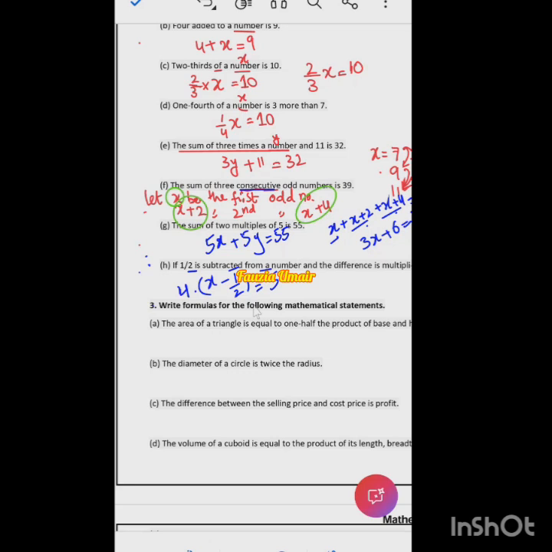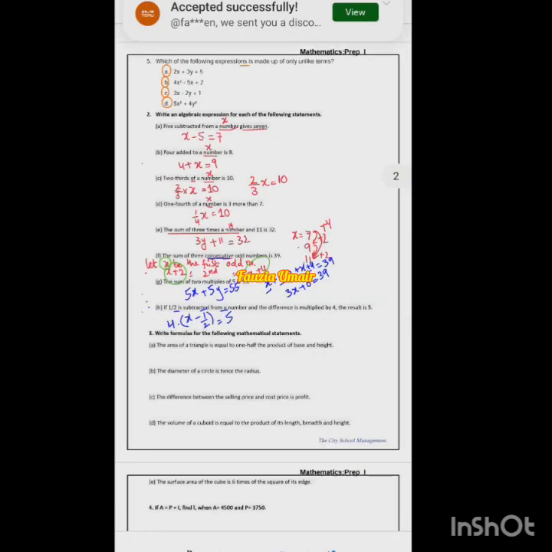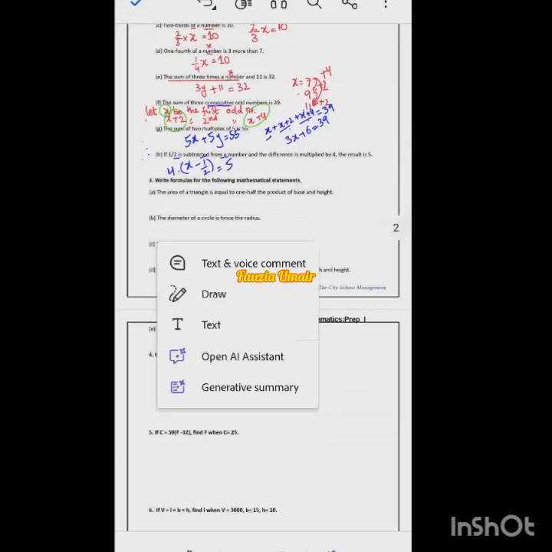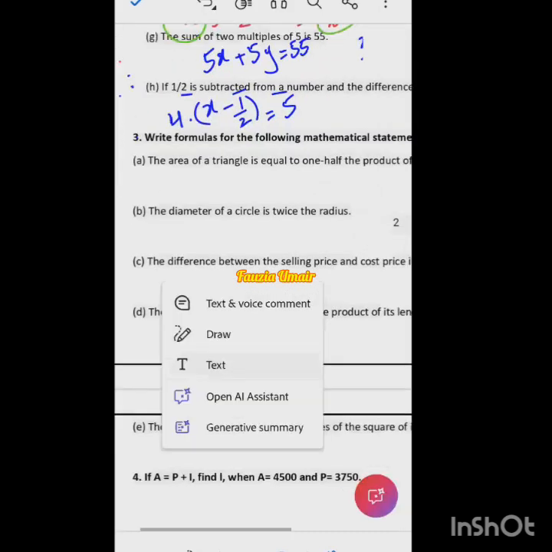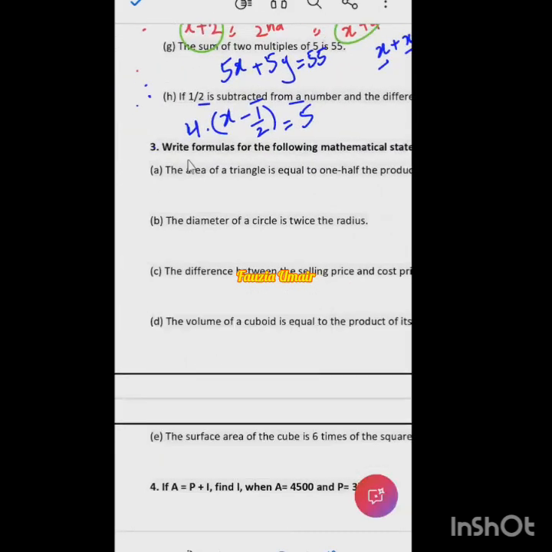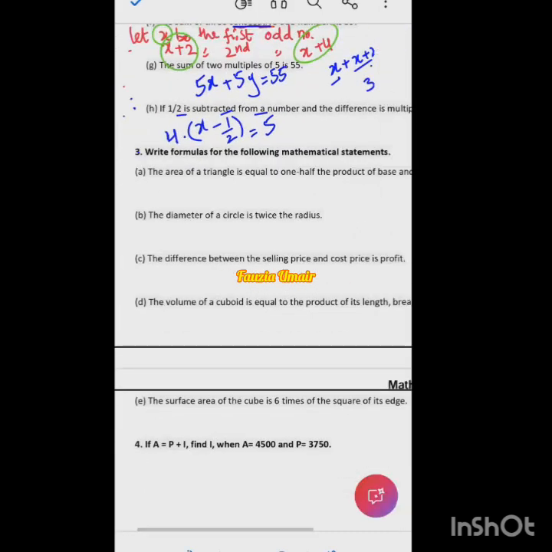Yes, ma'am. These are sometimes very tricky also, but you need to practice converting statements into algebraic expressions. So now the next one: write down formulas from these algebraic expressions. Write down formulas from these expressions.